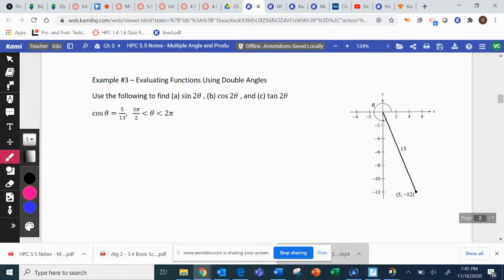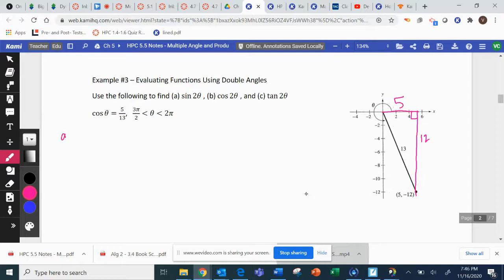So we're going to use the following to find sine 2 theta, cosine 2 theta, and tangent 2 theta. We know that cosine of theta is equal to 5/13, and that theta is somewhere in between 3 pi over 2 to 2 pi. So it tells us it's in the fourth quadrant. So if cosine is 5/13, then I know that cosine is 5, so x is 5. And then the radius would be 13, and then y would be 12 using our triple.